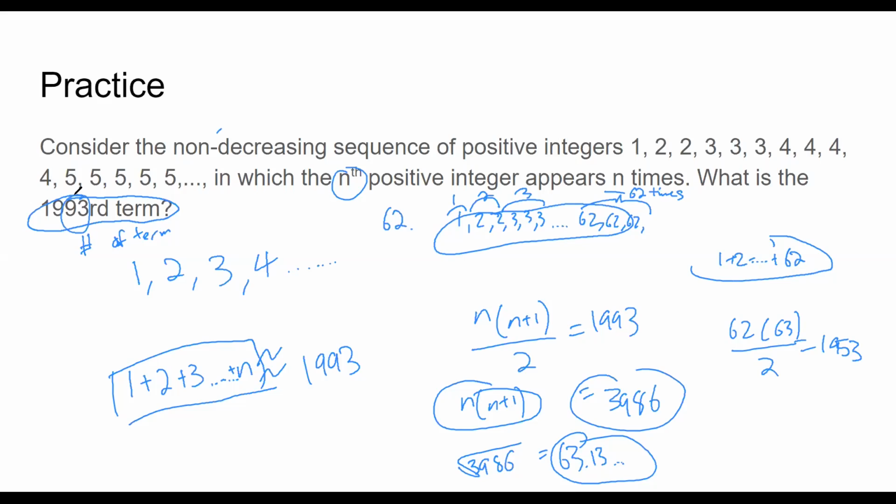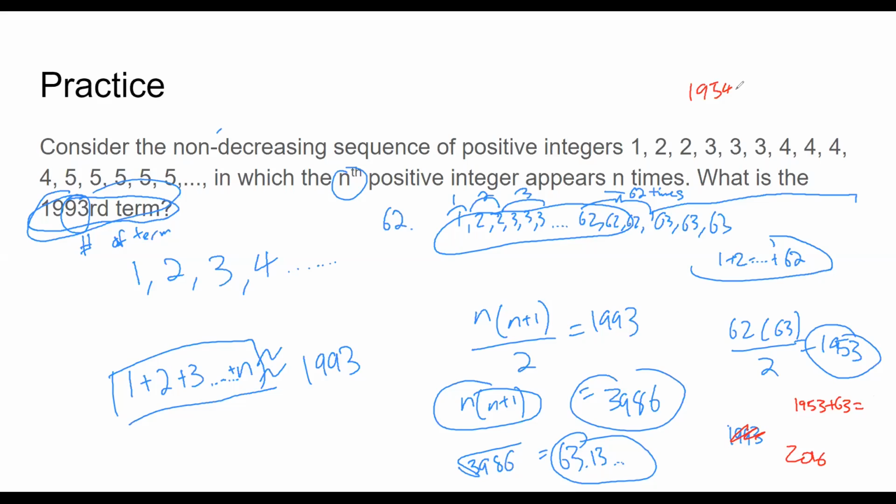So we want the 1993rd term. You'll notice that after all these 62s, we're going to have 63s, and we're going to have 63 of them. And of course, 1993 is well within the range of 63 terms after 1953. I apologize for the messiness, but 1953 plus 63 takes us all the way up to the 2016th term. So from the 1954th term to the 2016th term, these are all going to be 63. So then the 1993rd term is going to be 63, and that is our answer.